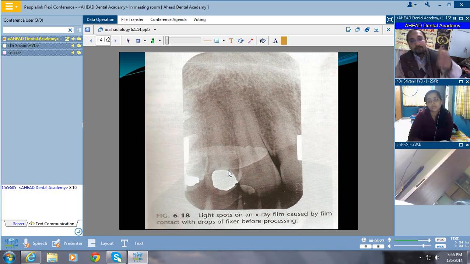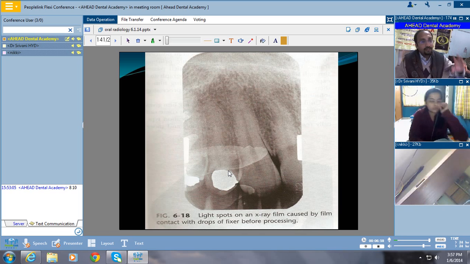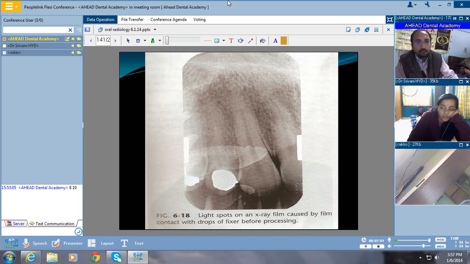What if you had spilled a developer? Then what would have happened? Then instead of a light spot, you would have landed up with a dark spot. See, this is one very common mistake which almost everybody makes. Light spots and light films are different, and dark spots and dark films are different. A light film means the film is uniformly light in image, whereas a dark film means it is uniformly dark in color. A light spot is light only in a particular area, like in this particular slide. Can you see this? This is an example of a light spot.